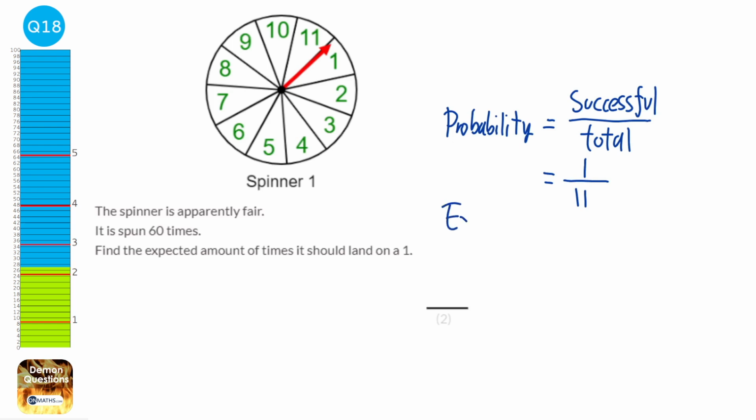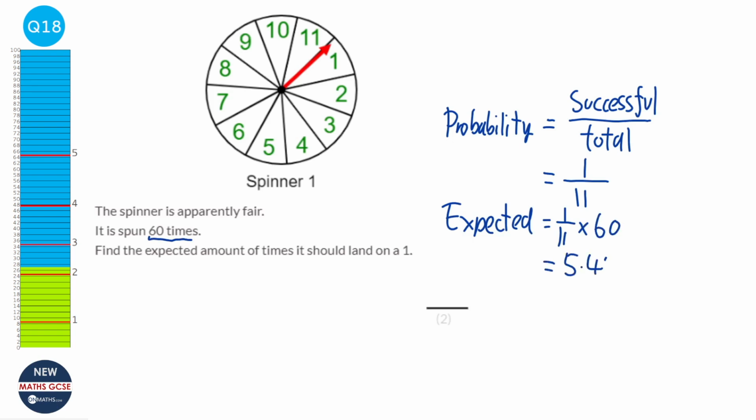To find the expected amount, we do the probability and we times it by the amount of trials. So it says it's spun 60 times, so we're going to times it by 60. And that will give us the answer of 5.454 and so on. Now it can't have landed on a 1 5.4 times, so with this probability, we always round down, so never ever round up, because it's 5 times and then a little bit extra, and so only when it gets to 6 can we say that it's 6 times. So the answer to this is just 5.